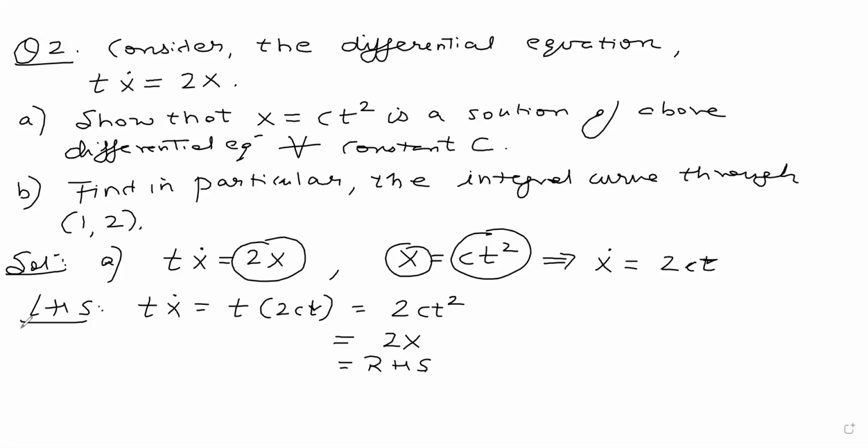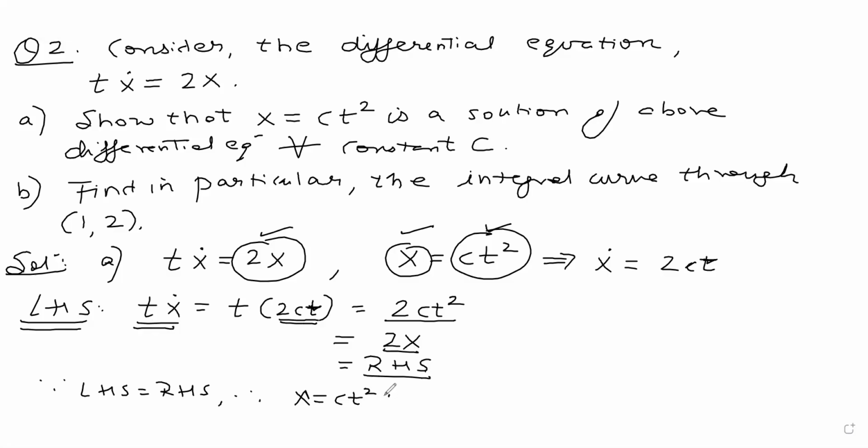So we started with the left hand side, which was t x dot. I plug in the value of x dot, which is 2ct. I get 2ct square. Ct square is nothing but x, so I get 2x. 2x is nothing but my right hand side. Since LHS is equal to RHS, therefore x equal to ct square is a solution of the differential equation t x dot equals 2x. Okay, so hoping students have understood this.